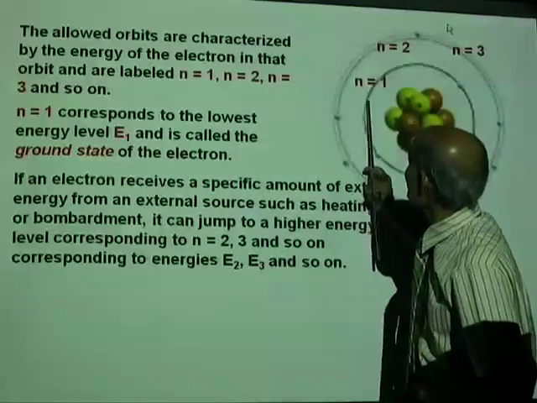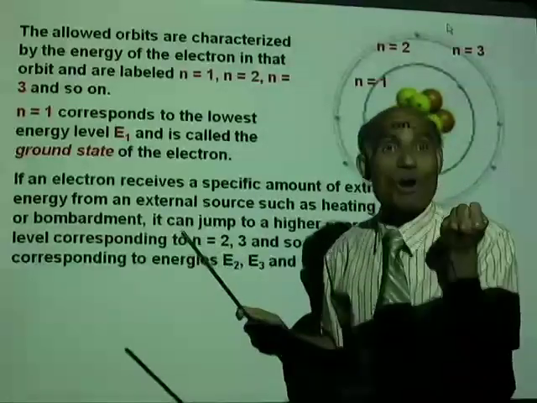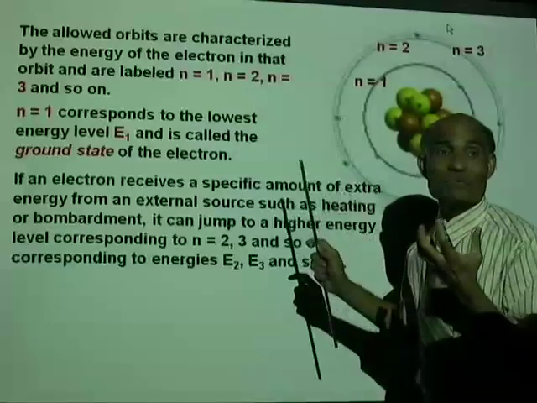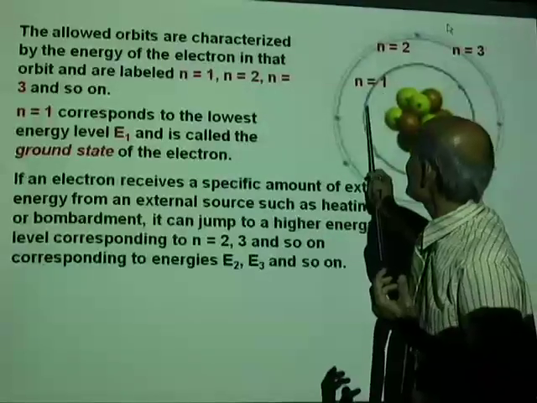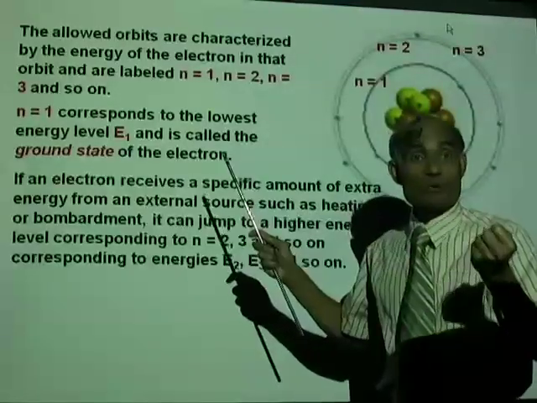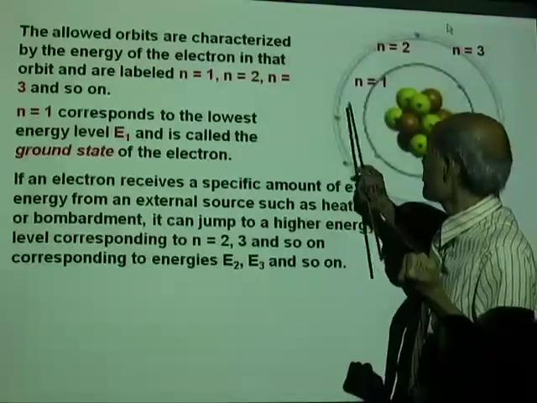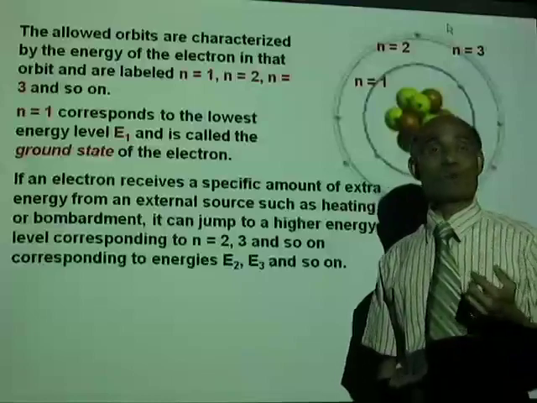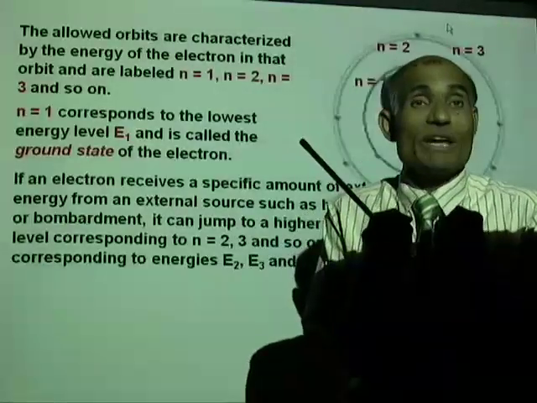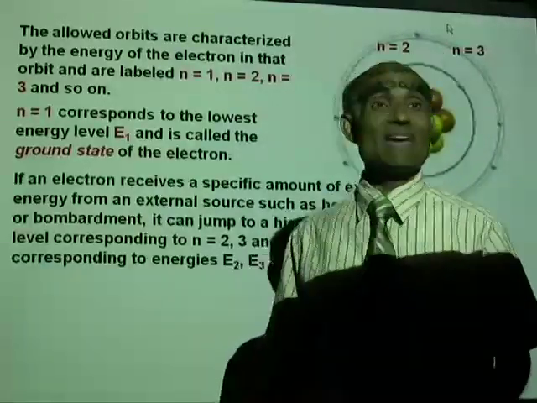exactly equal to the difference between these two levels, then the electron will absorb that energy and jump from n equal to 1 to n equal to 2. Or, if it gets exactly the amount of energy difference between n1 and n3, it will absorb that energy and jump from n equal to 1 to n equal to 3, and so on. So that's the mechanism. An electron can absorb energy and jump from a low energy level to a high energy level.